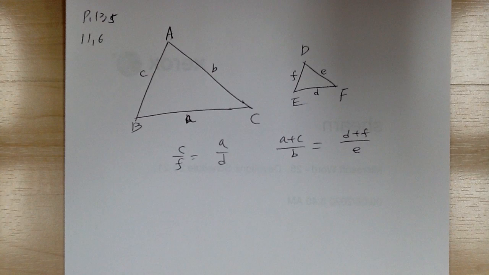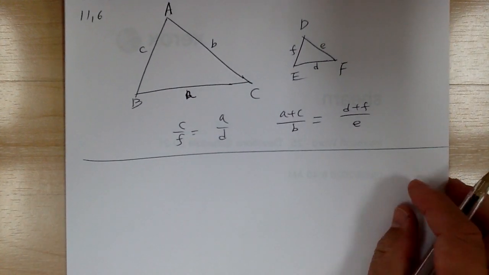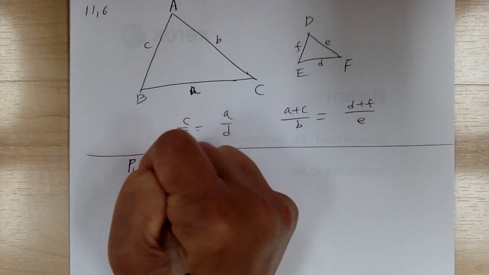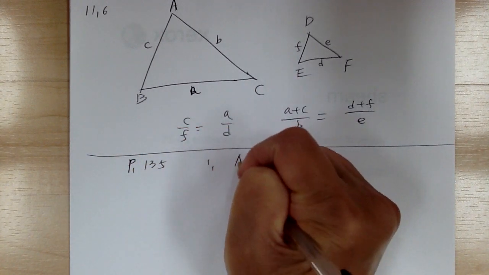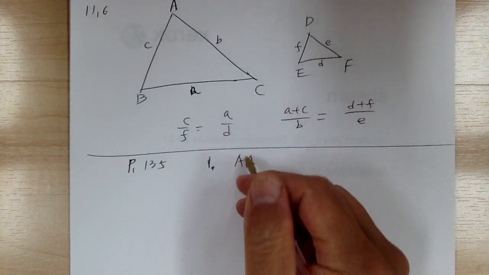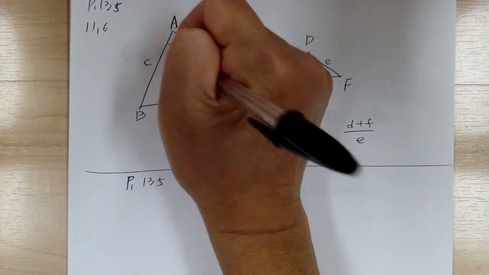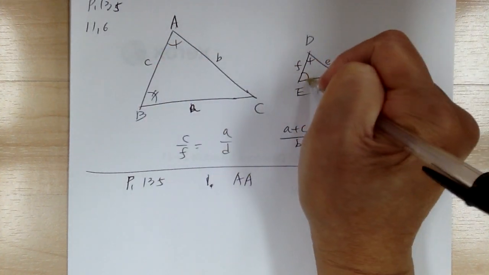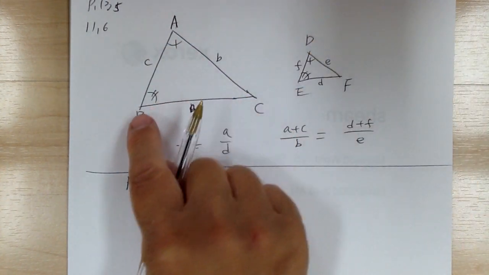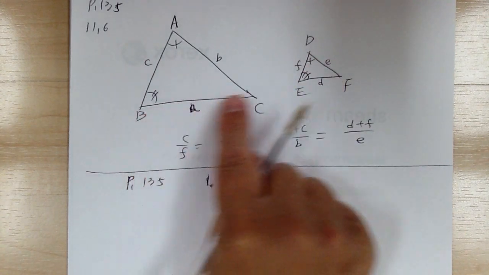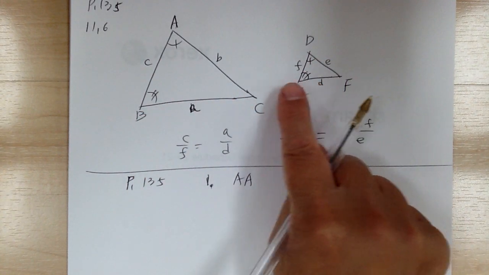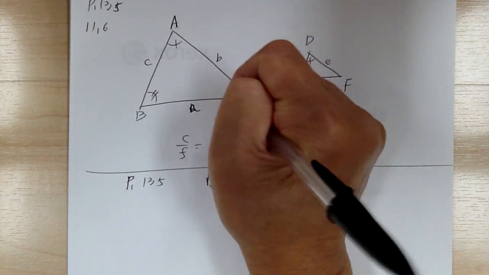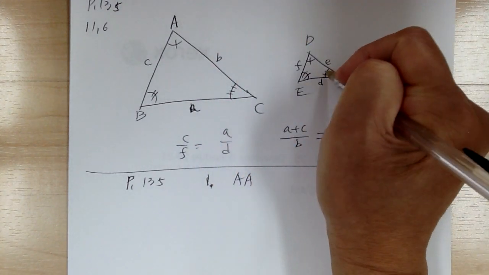Now, there are different ways of proving that two triangles are similar. On page 135, the first one is the AA. A stands for angle. So if two of the angles are congruent, so this is congruent to this, if A is congruent to D and B is congruent to E, that means the third angle will also be congruent, and therefore the two triangles would be similar.